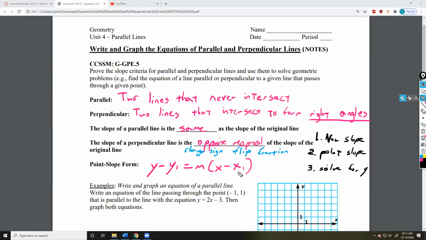So x1 and y1 here, these two are the x and y coordinates of our point. So the x coordinate of the point is going to go with x1, the y coordinate of the point is going to go with y1. And then m is our slope. We use m to stand for slope. So that's our process here. We're going to get our new slope by determining whether we're looking for a parallel or perpendicular line. We're going to get the point slope form, and then we're going to solve for y.